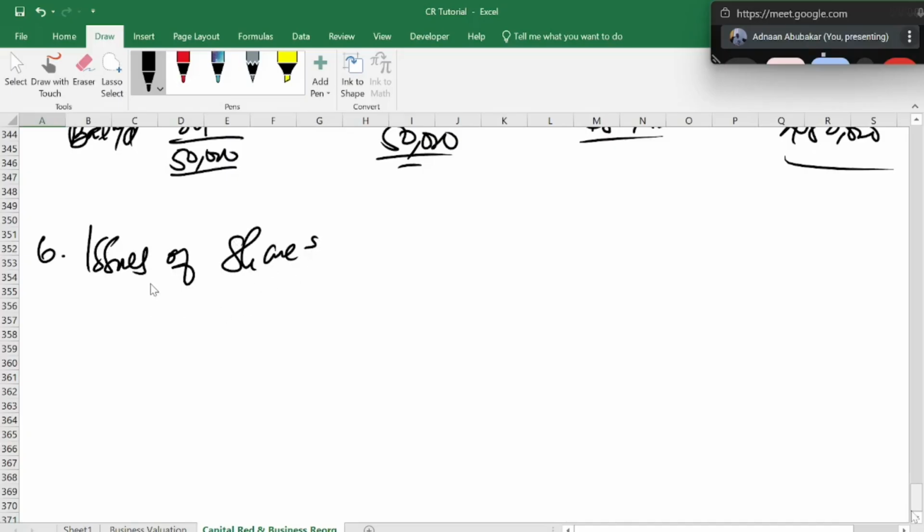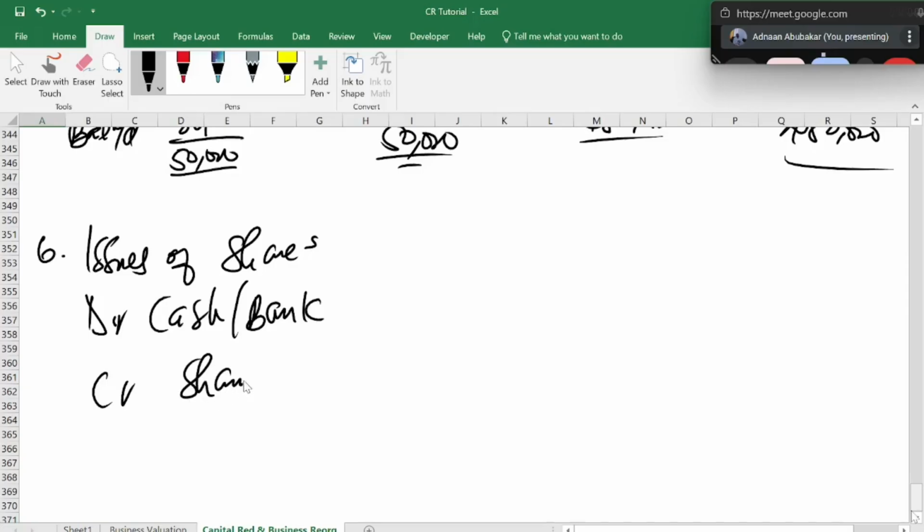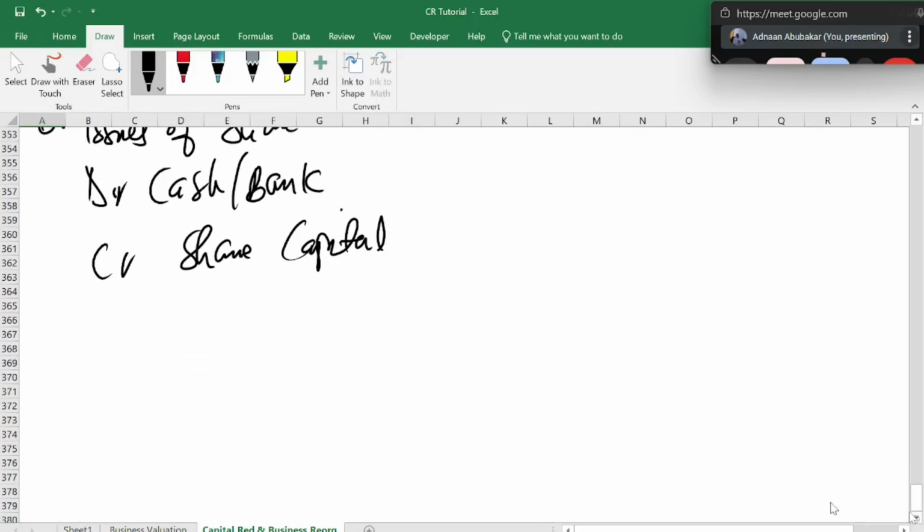Now it's simple. You debit cash or bank, then you credit share capital. Simple. So when new shares are issued, you are receiving money, and then the share capital will also increase in value. Good. The seventh one is reorganization expenses.